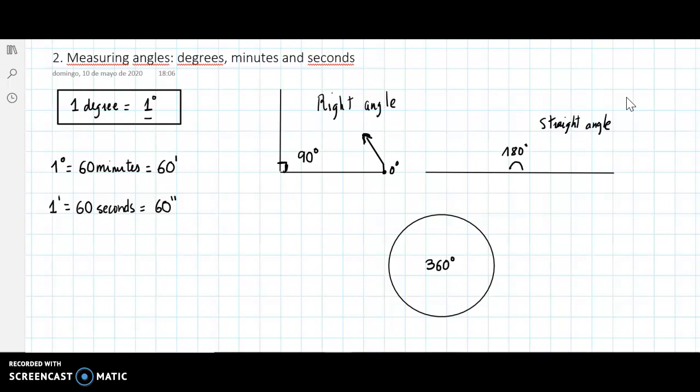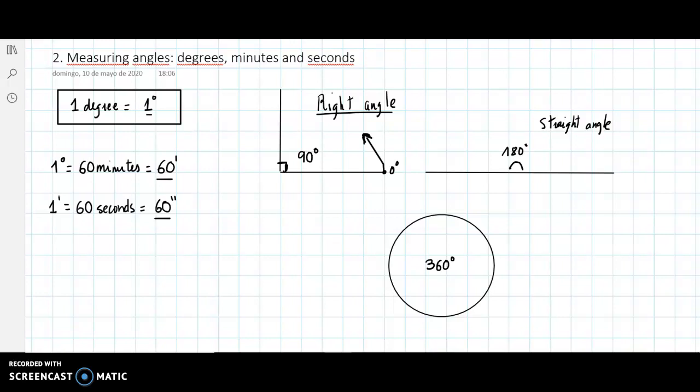We write the degree with a little circle at the top right side of the number. 60 degrees with a little circle, 60 minutes with a little line, and 60 seconds with two little lines. So on your right side, you have some examples of angles. In first place, you have a right angle. A right angle is formed by two perpendicular lines.